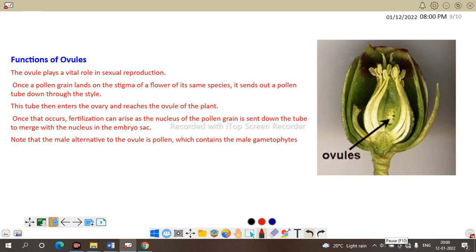Next part is function: it helps in sexual reproduction. Once a pollen grain lands on the stigmatic surface, it sends out the pollen tube through the style to reach the micropylar end, and fertilizes the egg to form the future plant. So these are the functions of the ovule.